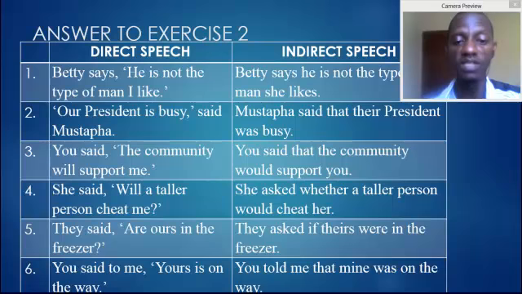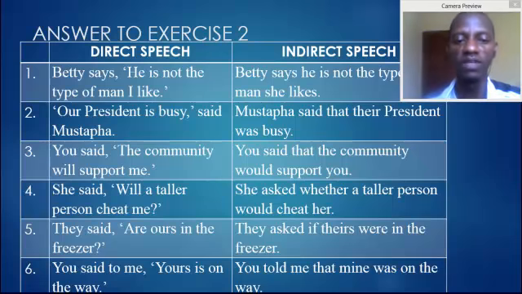Betty says, "He is not the type of man I like," becomes Betty says he is not the type of man she likes. 2. "Our president is busy," said Mustafa, becomes Mustafa said that their president was busy. 3. "You said the community will support me," becomes you said that the community would support you. 4. She said, "Will a taller person cheat me?" becomes she asked whether a taller person would cheat her.